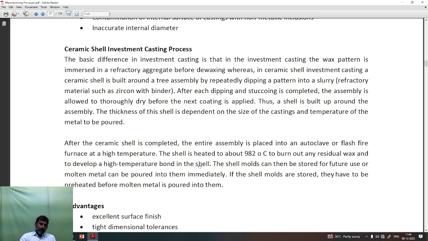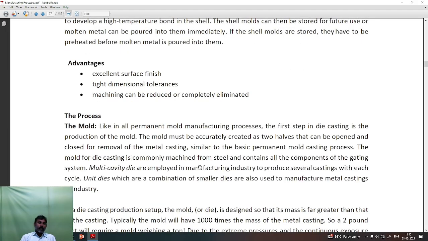Advantages: excellent surface finish, tight dimensional tolerance, and machining can be reduced or completely eliminated. Die casting is a permanent mold manufacturing process. The first step in die casting is the production of the mold. The mold must be accurately created as two halves that can be opened and closed for removal of the metal casting. Similar to the basic permanent mold casting process, the mold for die casting is commonly machined from steel and contains all the components of the gating system.